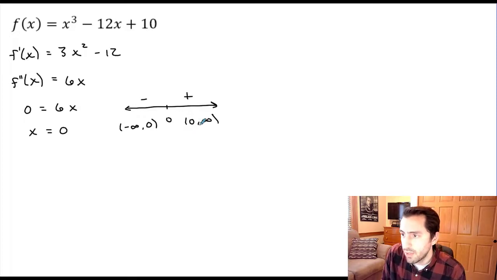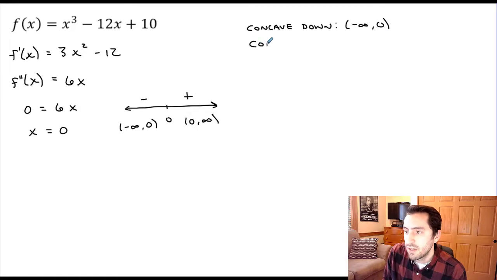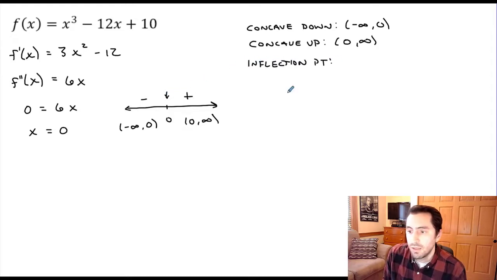So let's just summarize that right away. Our function is concave down on the interval from negative infinity to 0. It's concave up on the interval from 0 to infinity. And then that means at 0, at this x value, we are going to have an inflection point. And if I take 0 and plug it back into my original function, f of 0, we end up with 10. So I get an inflection point of (0, 10).